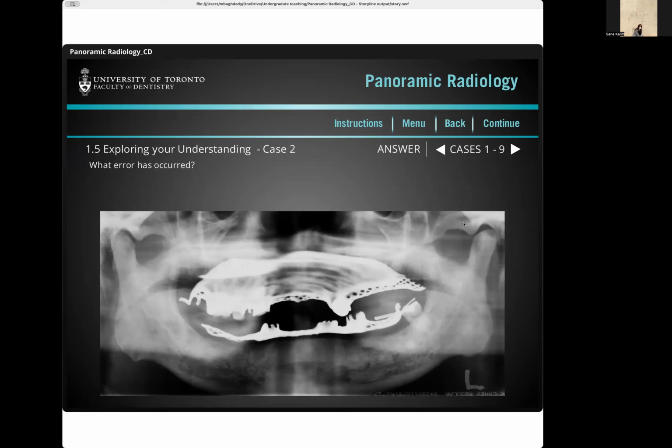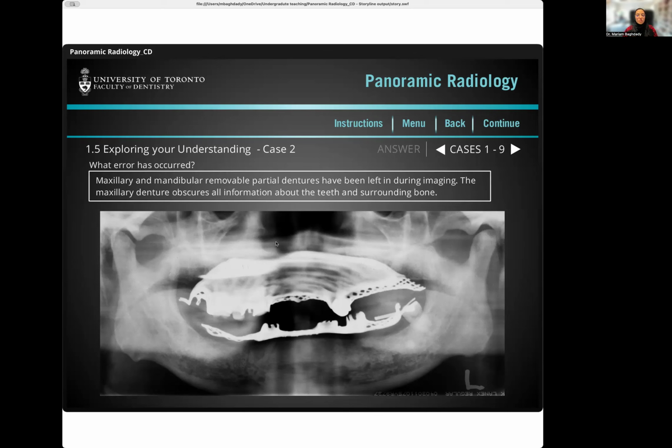Dentures. Yep. Dentures. So you have to ask your patients about this particularly and specifically because sometimes people have really good dentures and it looks like they don't have dentures. So you have to ask them beforehand, do you have any removable devices inside of your mouth, whether that is ortho, retainers, or dentures? Because as you can see here, we can't see anything at all. So what is the answer? Maxillary and mandibular removable partial dentures have been used during the imaging, obscuring all the information about the teeth.